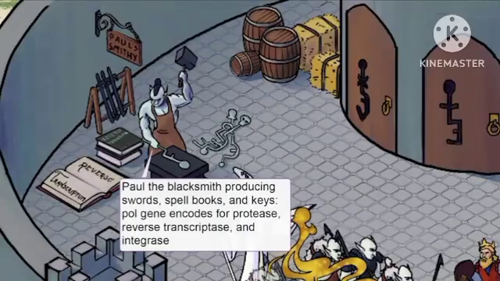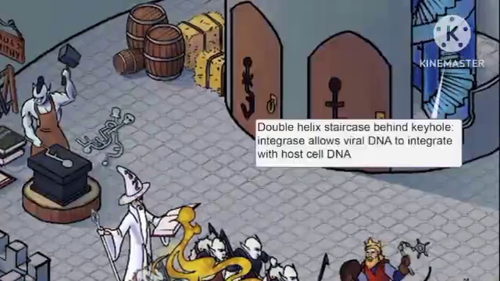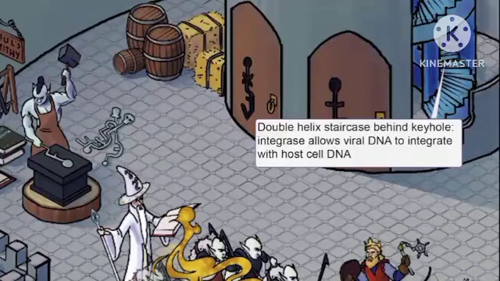Enter Paul the Blacksmith, a blacksmith of enzymes. He's here representing the Pol gene coding for proteases, the blades, reverse transcriptases, the spellbooks, and integrases. Integrase will be represented by the keys he produces to unlock the nucleus of the host cell, so that the double-stranded DNA army can infiltrate the host DNA. The double helix staircase at the center of the castle represents the host DNA.